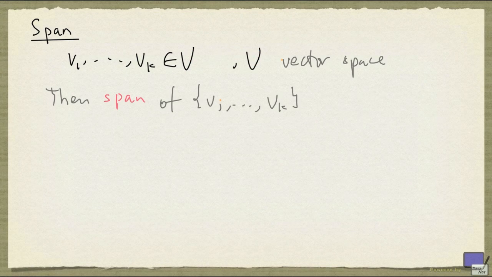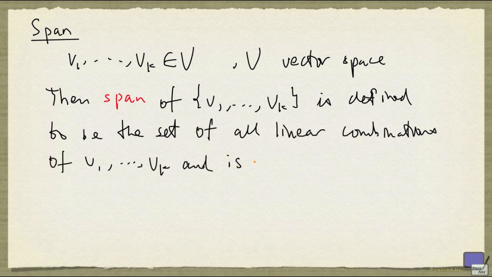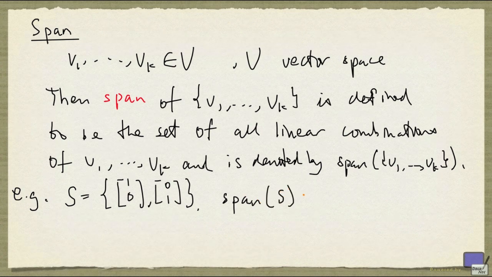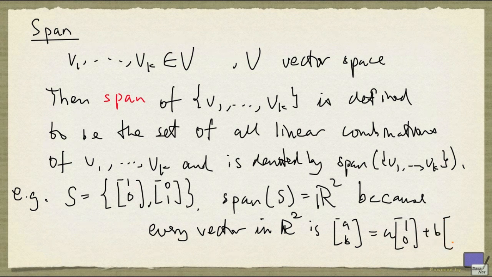Now, given a set of vectors v1 up to vk in some vector space V, the span of the set v1 up to vk is defined to be the set of all linear combinations of v1 up to vk. It is denoted by span, open bracket, the set of vectors, then close bracket. So for example, if S is a set of these two vectors from R2, then the span of S is precisely R2, because every vector in R2 is given by (a, b) for some real numbers a, b, but this can be written as a times (1, 0) plus b times (0, 1), so as a linear combination of these two vectors in S.